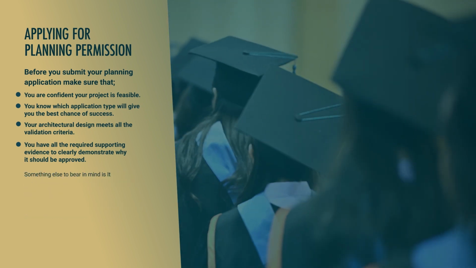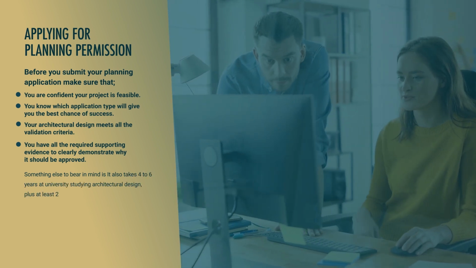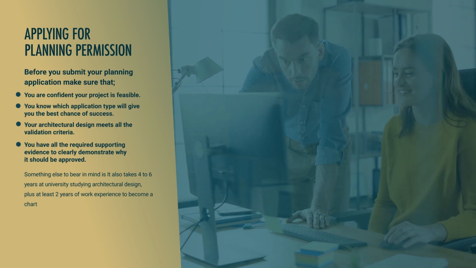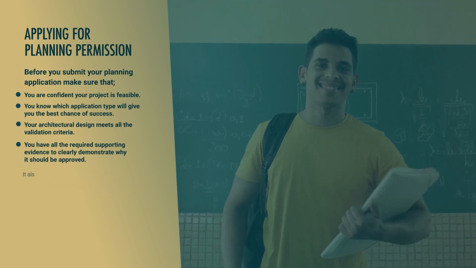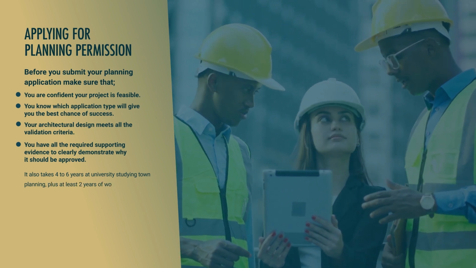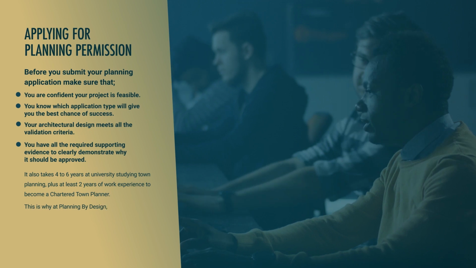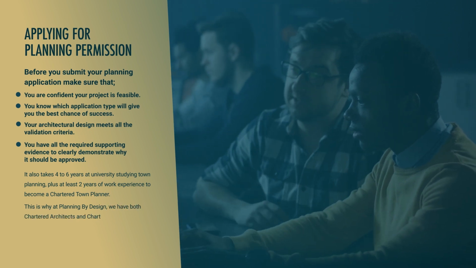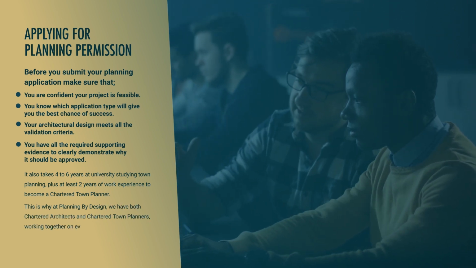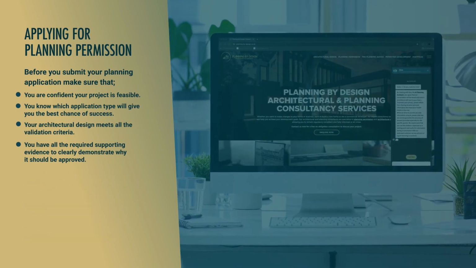Something else to bear in mind is that it takes 4 to 6 years at university studying architectural design, plus at least 2 years of work experience to become a chartered architect. It also takes 4 to 6 years at university studying town planning, plus at least 2 years of work experience to become a chartered town planner. This is why at Planning by Design we have both chartered architects and chartered town planners working together on every planning application to ensure the best chance of success.